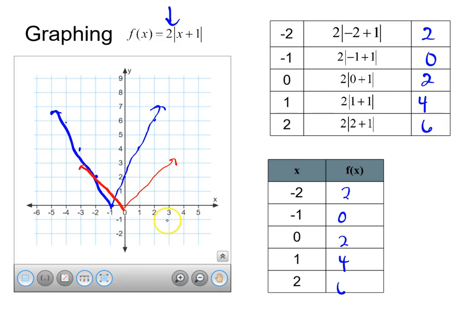And we'll notice that a couple of things have changed. One is we see that there's been a horizontal translation. That's what that +1 did. It moved us to the left. But we also notice that our graph is narrower than the original graph. And we call that a vertical stretch.